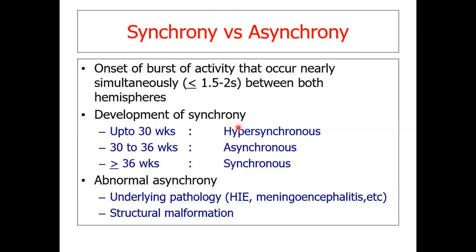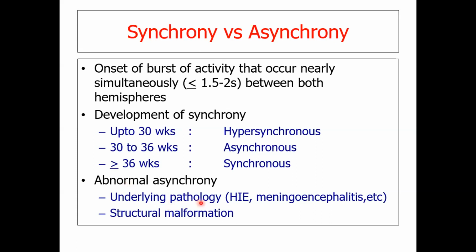Up to 30 weeks, it is hypersynchronous. Both sides, both hemispheres, fire simultaneously. But from 30 to 36 weeks it becomes highly asynchronous, and beyond 36 it again becomes synchronous. This happens because of myelination and synapses, things like that.